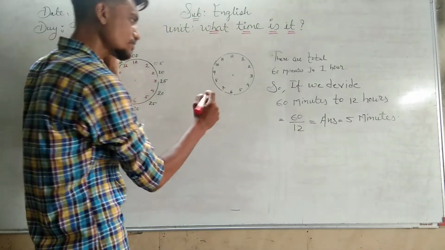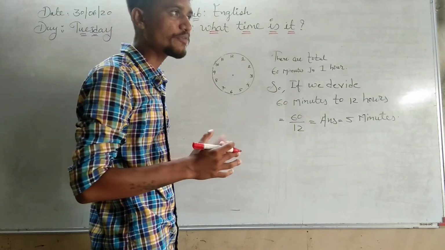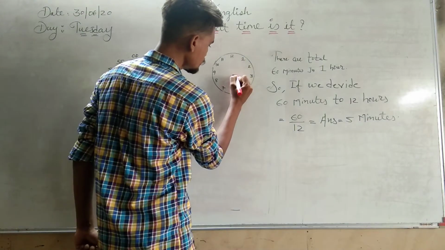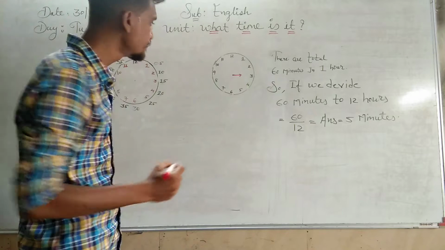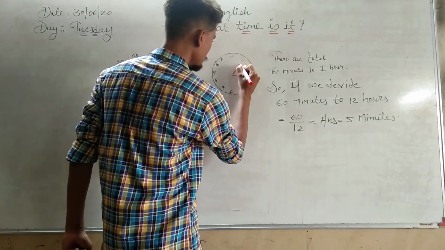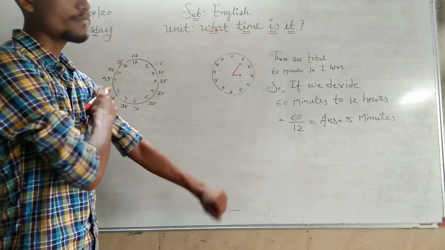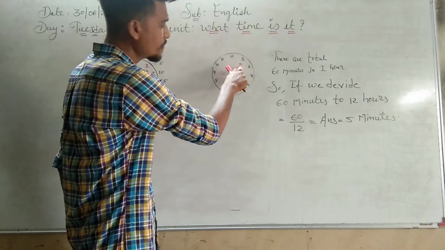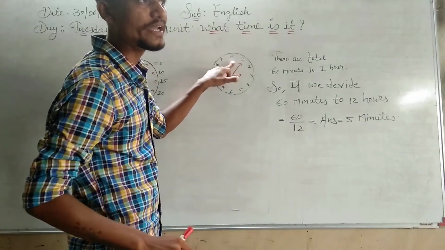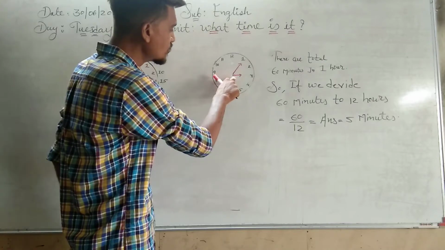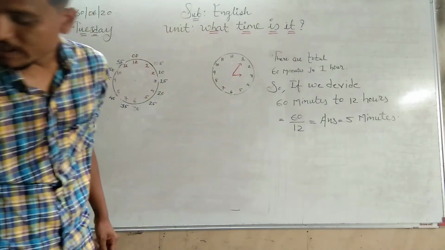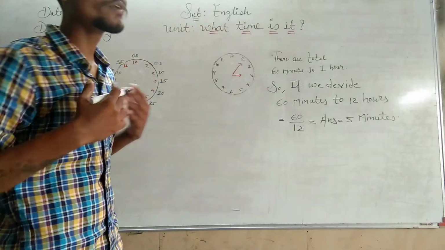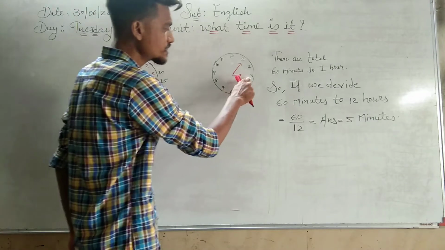Now see, as we have already seen in the previous lectures, there are two hands. This is called the small hand. This is called the big hand. The small hand indicates the hour and the big hand indicates the minutes. So here you can see the hour. Here I have written 3. So we can say that it's 3 hour.